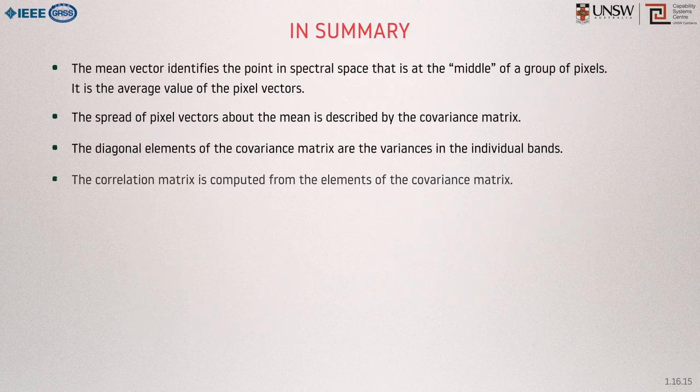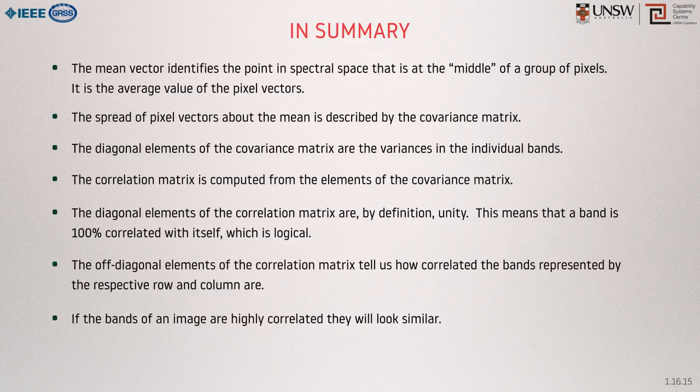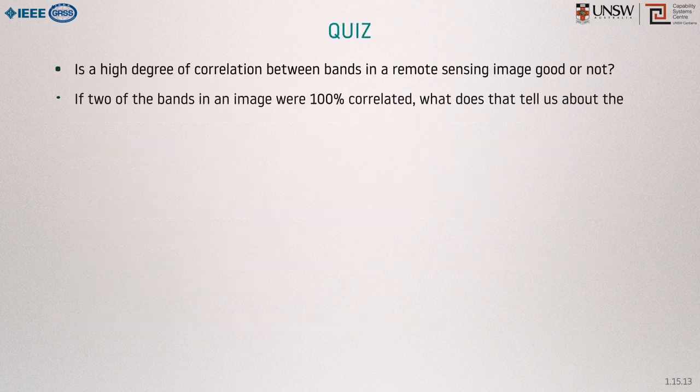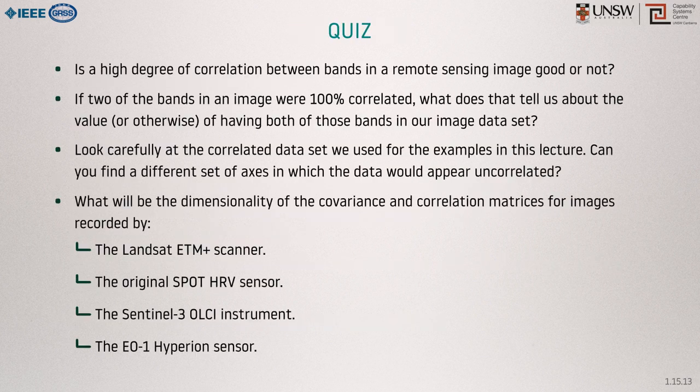This is an essential but simple dot-point summary of the important elements from this lecture. Note the last particularly, because it is essential to what we are going to do next. Note that the last question relates the dimensionality of the two matrices and the mean vector to the number of bands recorded by a particular sensor.